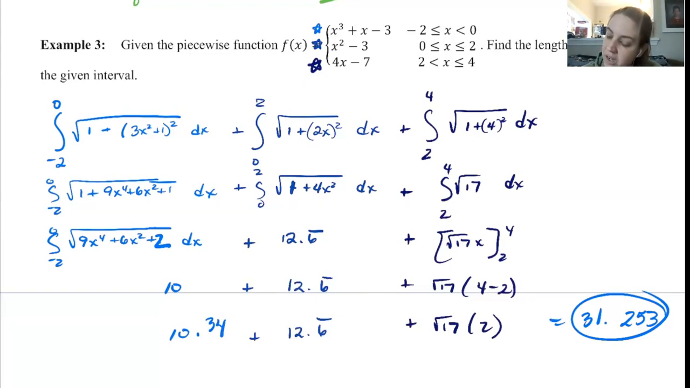Now I'm just checking, this is kind of a bit of a review, checking to see that this is continuous. If I put 0 in place of these first two functions, I do get -3 and -3, so it's continuous there. If I put 2 into both of these, 2 squared is 4, 4 minus 3 is 1. If I put 2 in here, 4 times 2 is 8, 8 minus 7 is also 1. So it is a continuous function. I won't mess around with the derivatives to know if it's differentiable everywhere, but it's continuous, and that's all we need to know. So there you go, 31.27.